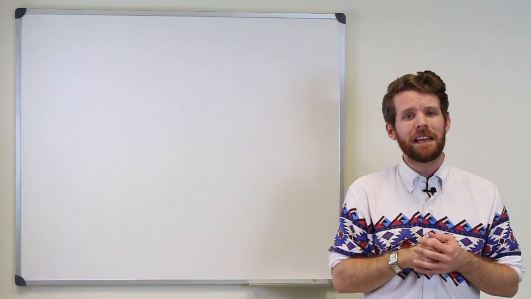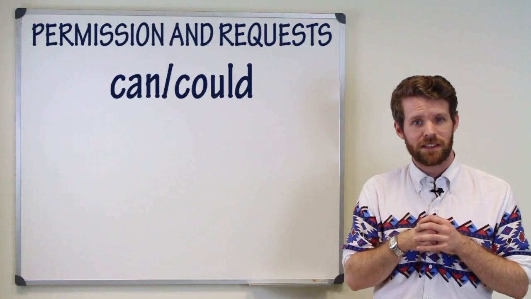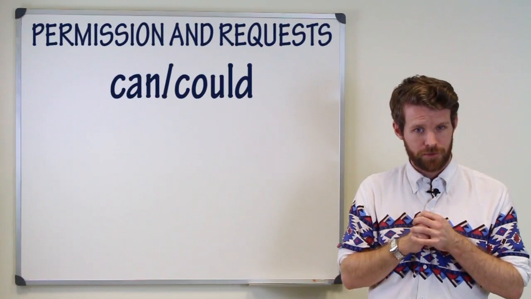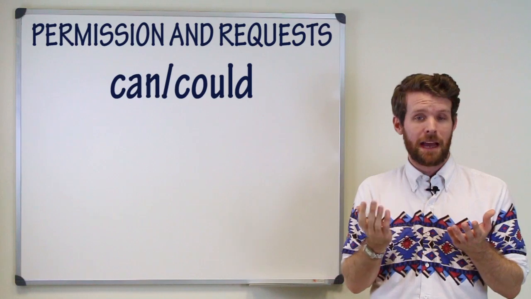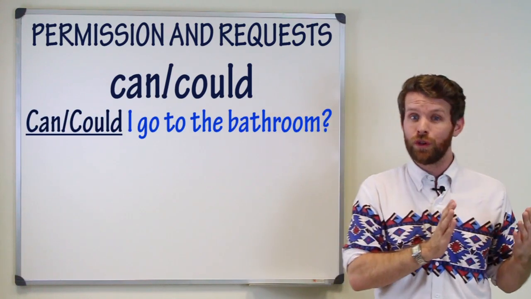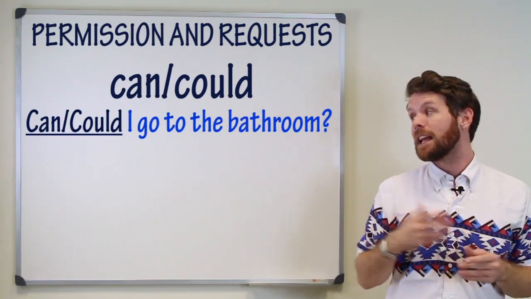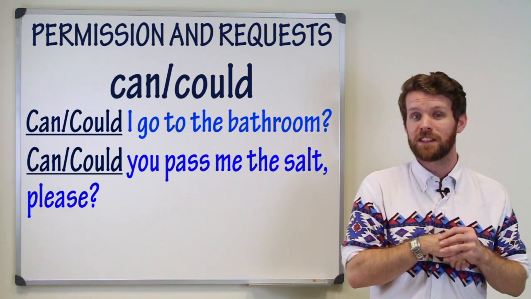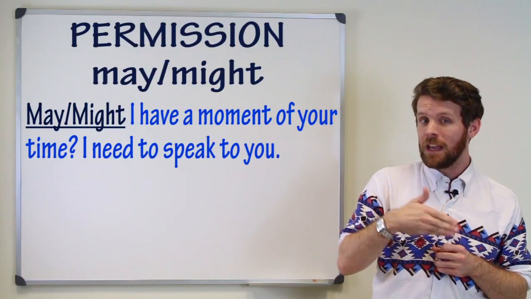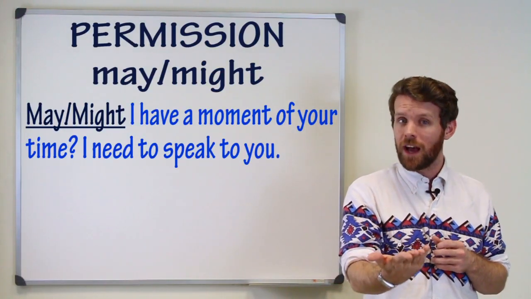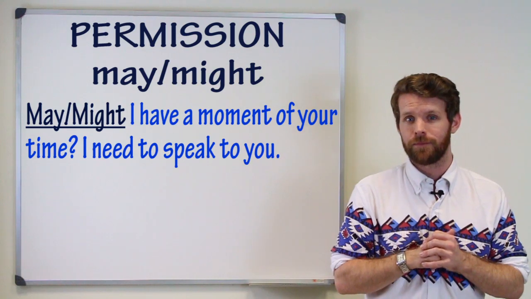Now, when we speak about permission and requests, we use can and could. For example, could I go to the bathroom? Could you pass me the salt, please? May and might are used only for permission. May or might I have a moment of your time? I need to speak to you. May and might are much more tentative and therefore more polite than can and could.